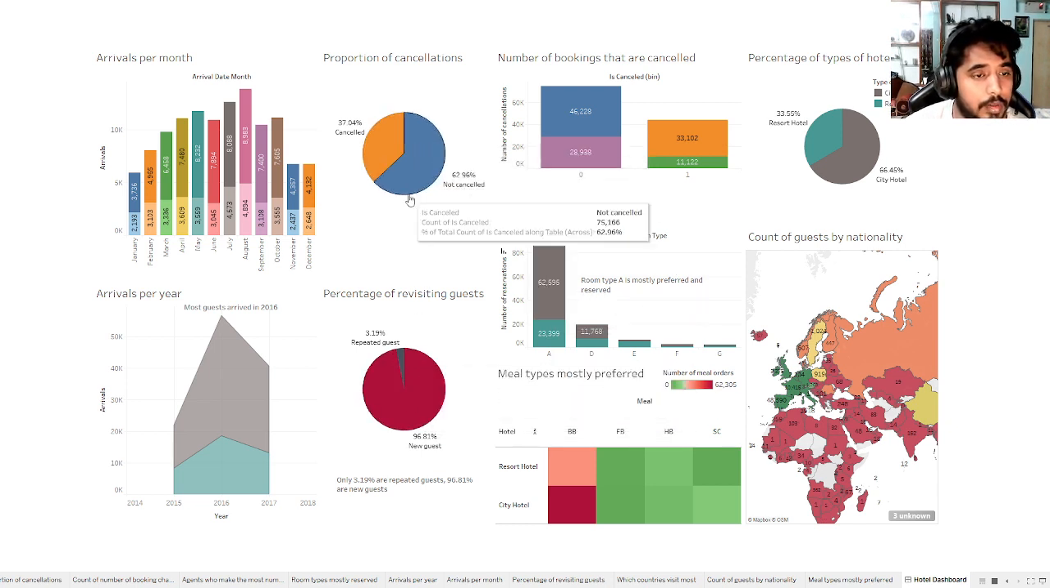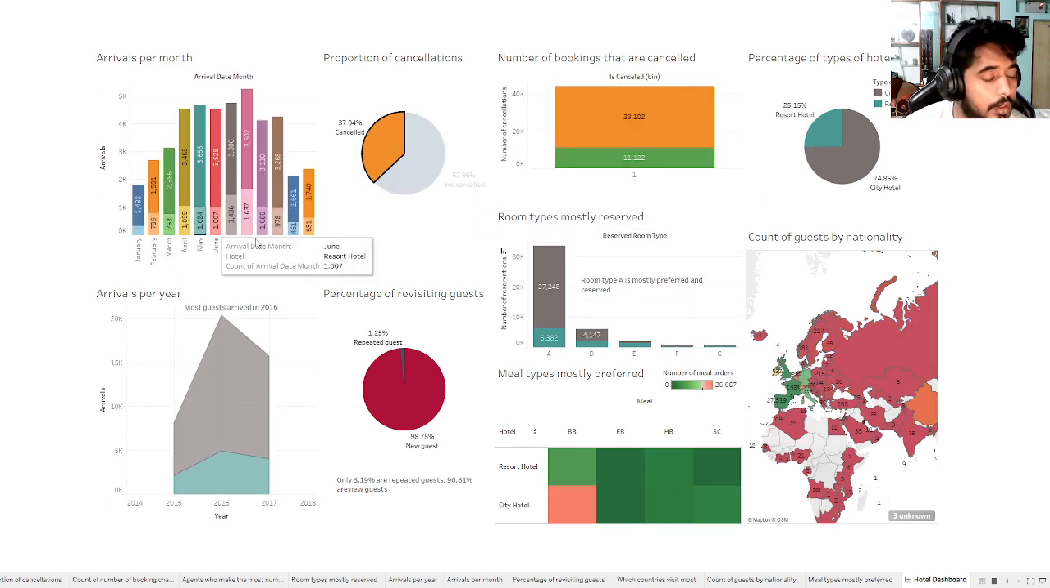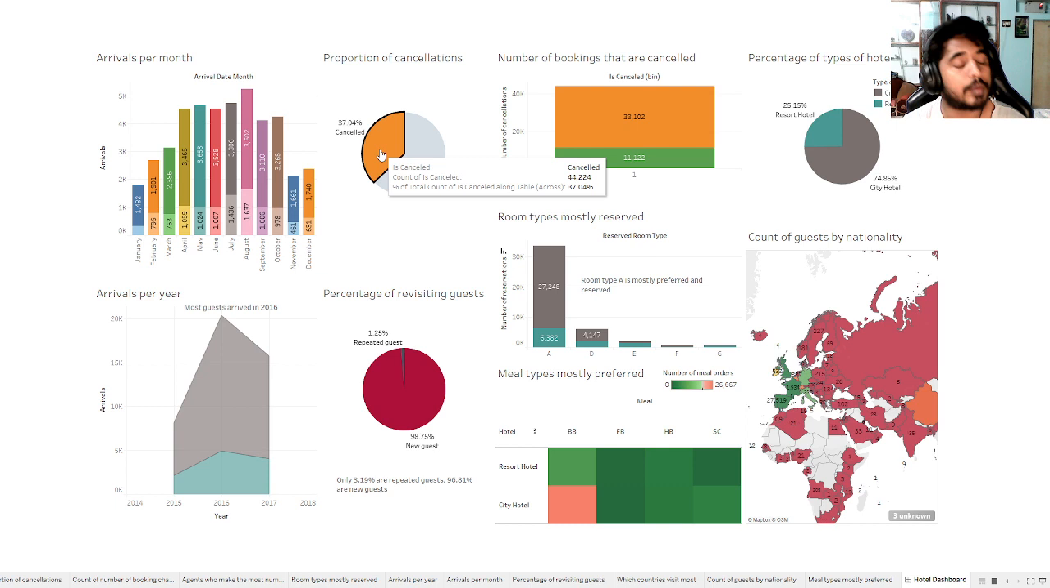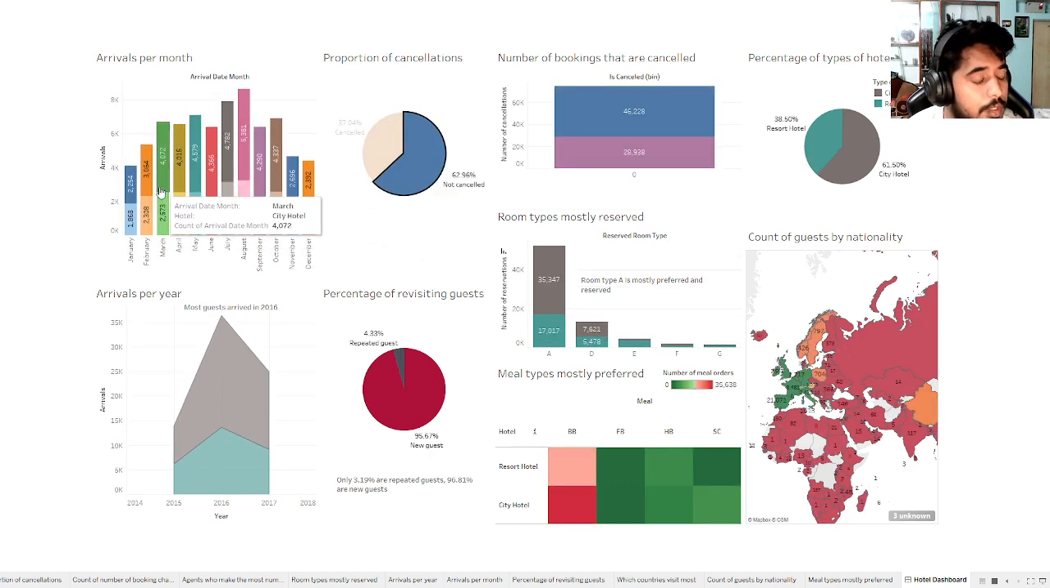If we click on cancelled, we can see the graph changes for the other charts also. With the proportion of cancellations at 37.04, it shows what number of guests are arriving per month. If we click on not cancelled, then the chart again changes. It shows the not cancelled data and the corresponding data regarding not cancelled.